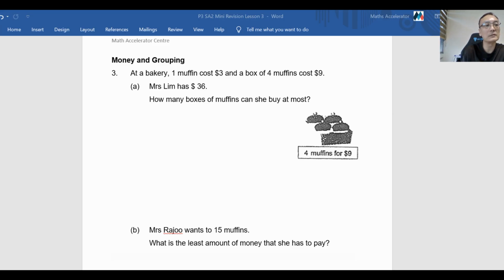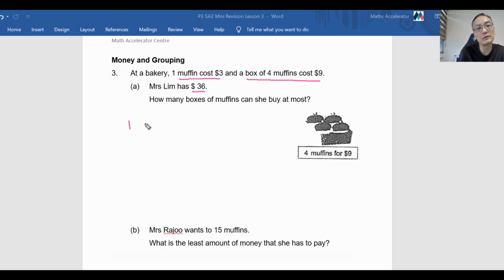Okay, first of all, let's underline the keywords. The keywords in this question will include one muffin will cost $3 and a box of 4 muffins will cost $9. Part A, Mrs. Lim has $36. How many boxes of muffin can she buy at most? Right? So we know that she needs to buy boxes of muffin. Okay, one box is 4 muffins, is $9.